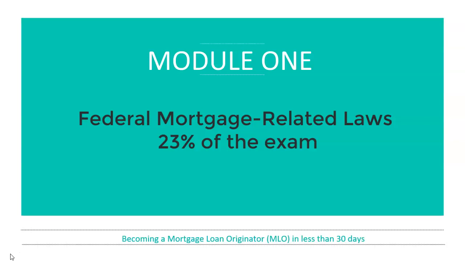This is what the test consists of. There are 5 sections of the exam, so the course is broken down into those 5 modules. In Module 1, we're going to go through the federal mortgage-related laws. That's about 23% of the exam. RESPA, TILA, ECOA, HMDA. We're going to talk about the Gramm-Leach-Bliley Act and the Electronic Signatures Act. All of the federal laws. This is the hardest part of the exam for most people.